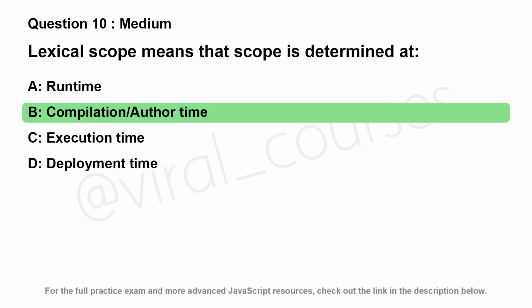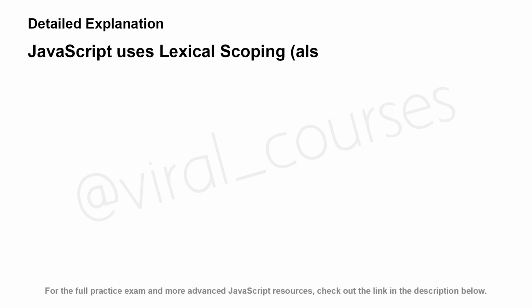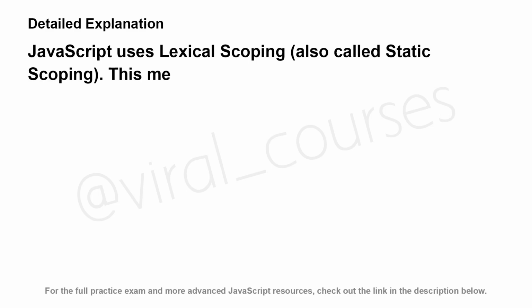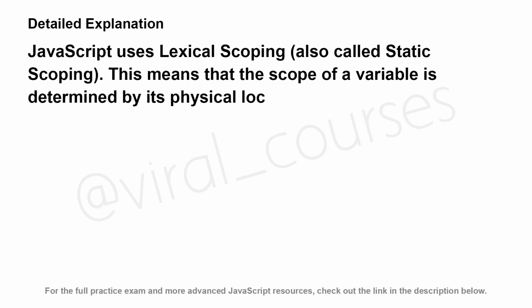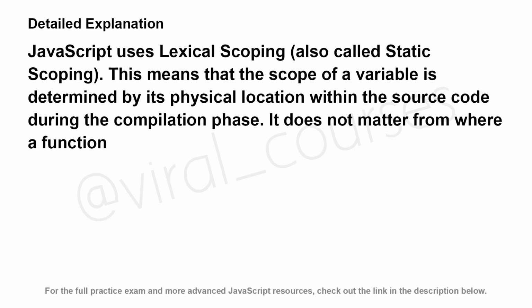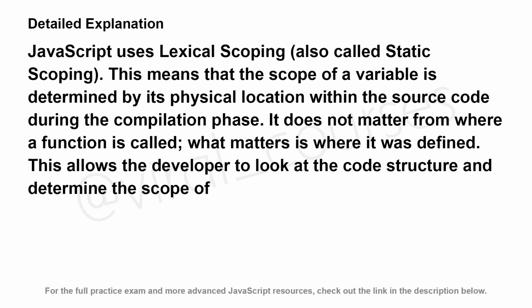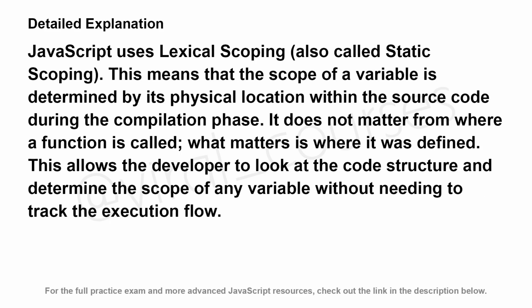The correct answer is B. JavaScript uses lexical scoping, also called static scoping. This means that the scope of a variable is determined by its physical location within the source code during the compilation phase. It does not matter from where a function is called. What matters is where it was defined. This allows the developer to look at the code structure and determine the scope of any variable, without needing to track the execution flow.